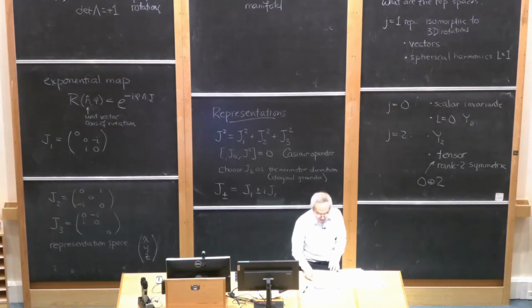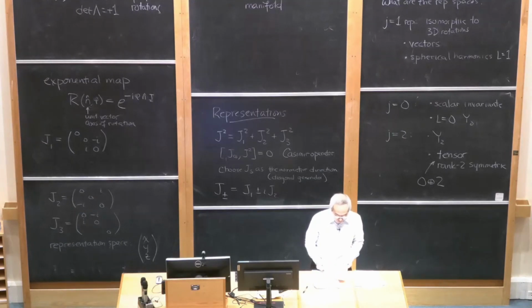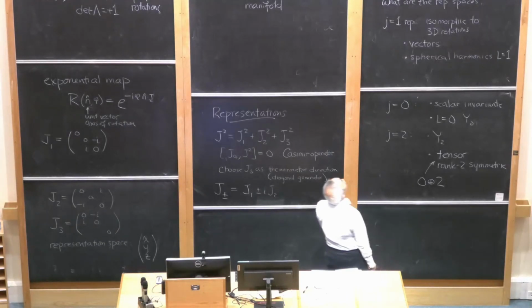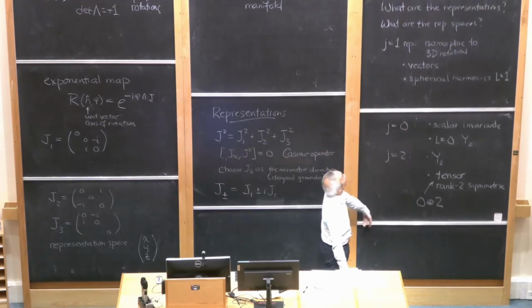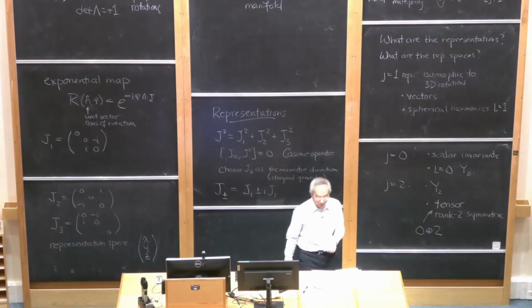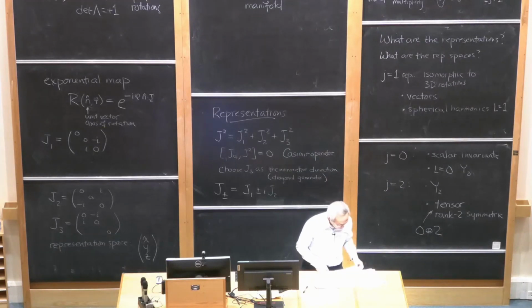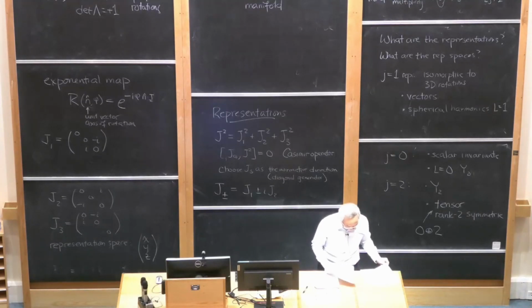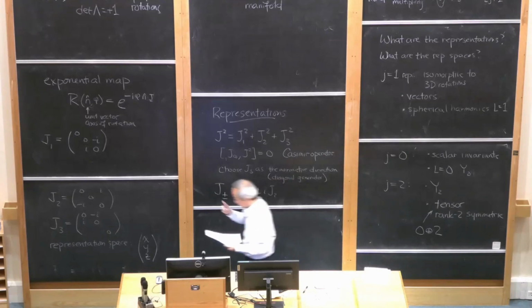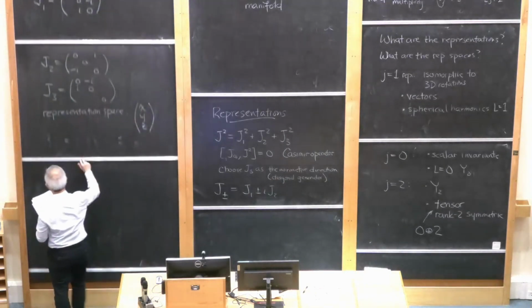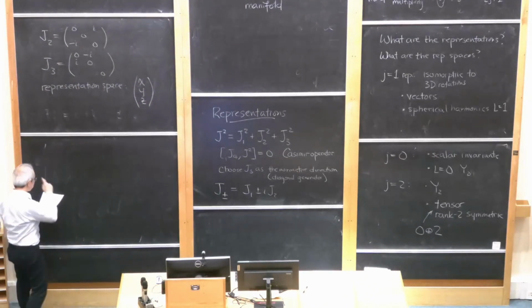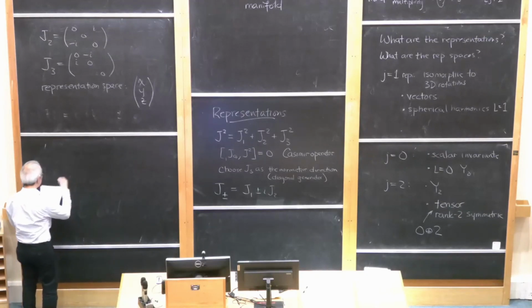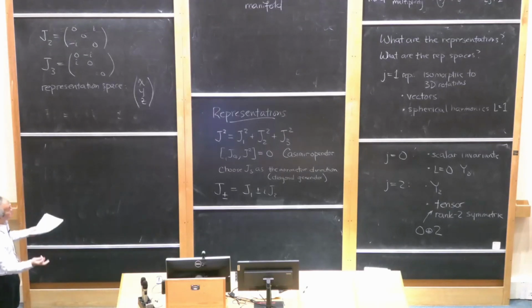Let's see, where am I in terms of the board? Okay, the reason why we break things up into these representations, those rotations up there labeled by different J values, is because by breaking things up like this, you can now write the state of a system in a different basis.